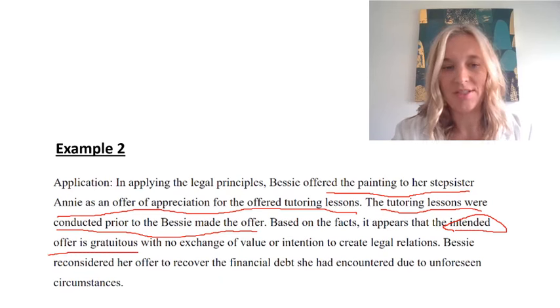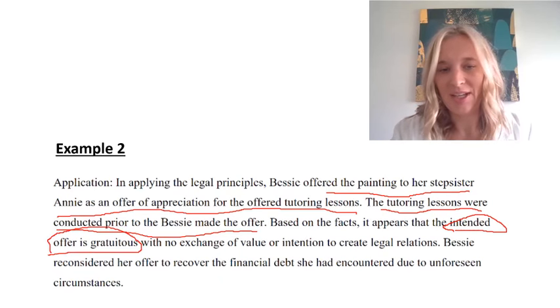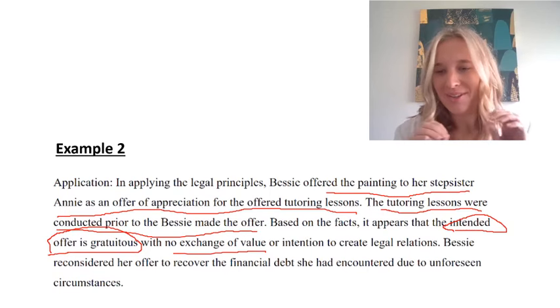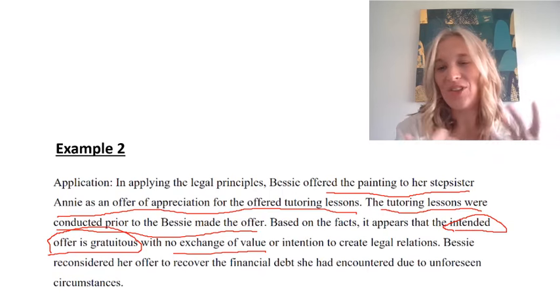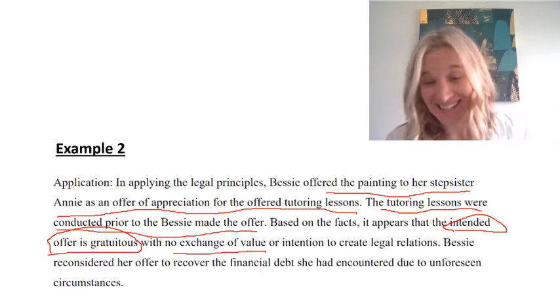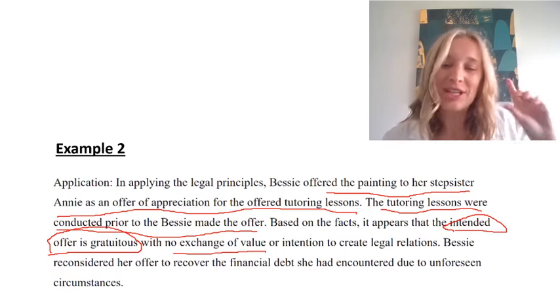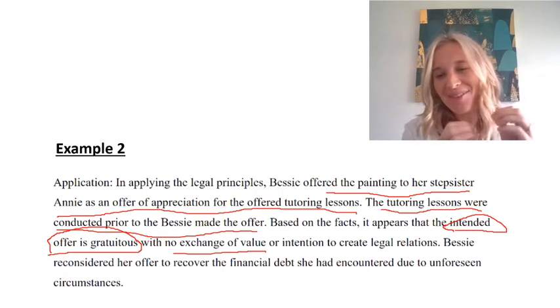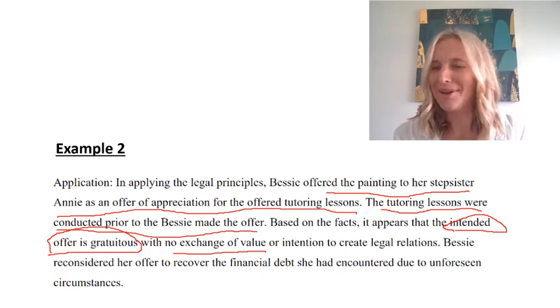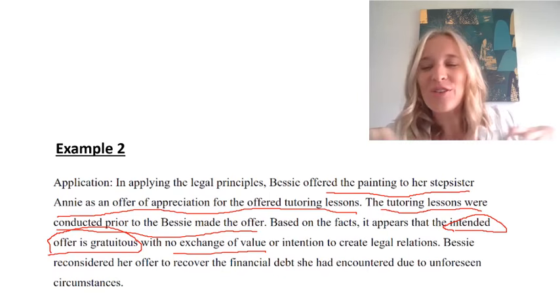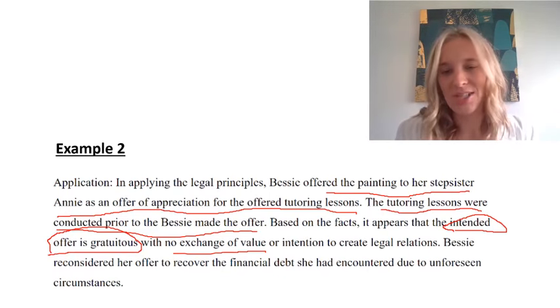The offer is gratuitous. It's a gratuitous promise. It's not enforceable. Okay, with no exchange of value. But just stating that there's no exchange of value is not the same as stating that these tutoring lessons amounted to past consideration. Now, I know this student knows this. Okay, I know they know this because they're drawing upon the right facts, but what they haven't done is marry those facts sufficiently to the legal principles. So they're in the right ballpark, but they're not quite kicking it out of the park. Is that kicking the ball out of the park? Whatever that analogy is, okay? They're in the right zone, but they're not in those upper mark ranges for this application.